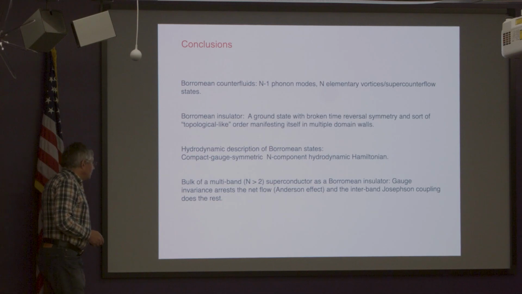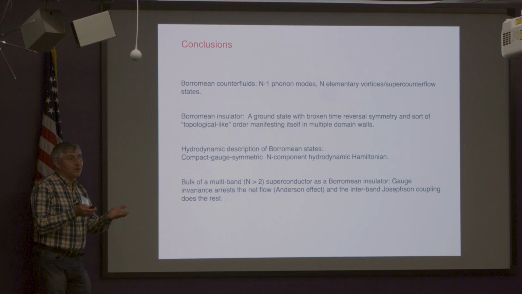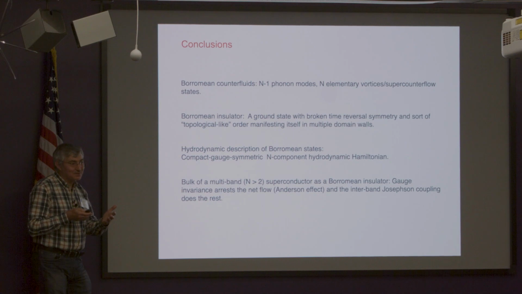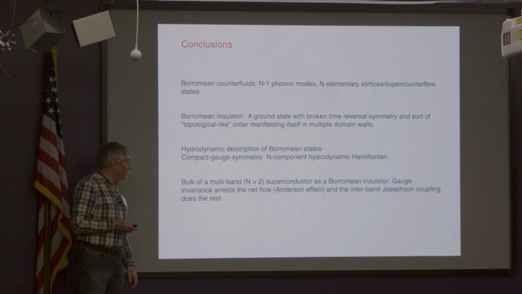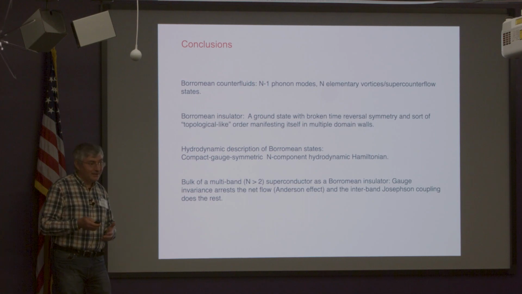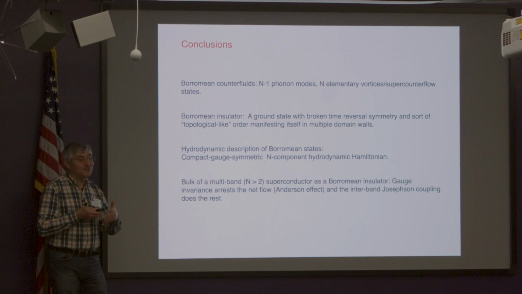And actually, I didn't mention it, but it's interesting to think of a multi-band superconductor, because as long as the net flow is arrested in the bulk superconductor due to the Anderson effect, we can think of the bulk of the multi-component superconductor as if it's a sort of barometer counterfluid, because the net flow in a superconductor is all about the surface, but the counterflow can happen in the bulk. So in principle, we can think of a multi-band superconductor without Josephson coupling as a barometer counterfluid. If there are Josephson couplings, we can think of it as a barometer insulator.